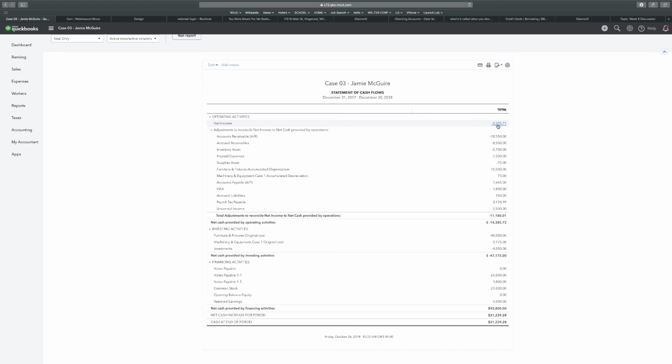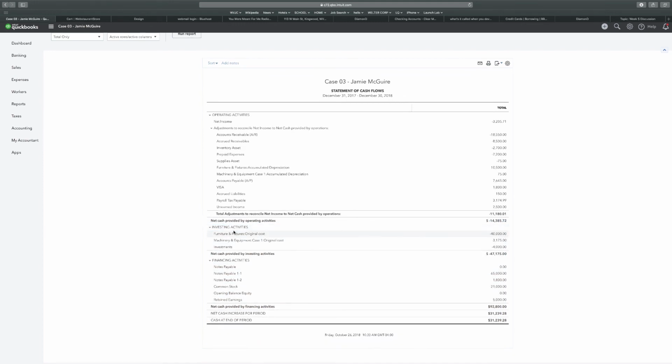So my net income is negative 3,200. Adjustments to reconcile net income to net cash, 11,000. These are things like your accounts receivable balances, whether they've increased or decreased. All these accounts right here are adjustments to the reconciled net income. And then net cash provided by operations: by operating this business, we're negative $14,000.